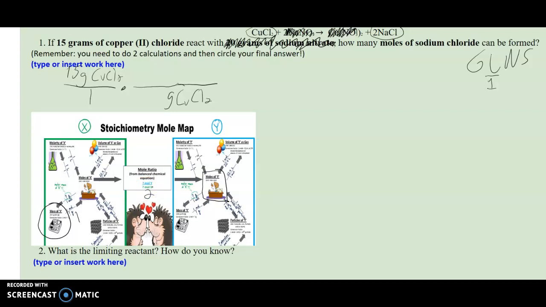Okay, so I've got grams of CuCl2, and then what's it tell me to put on the top? It says, oh, so I got to calculate a number. So that question mark means on the top I'm going to put 1 mole. 1 mole of what? Of my CuCl2. Great. Let's do some work. I'll put my work.